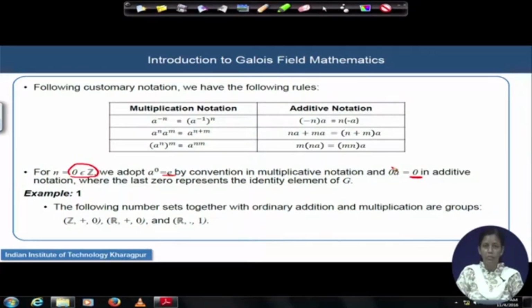So, once we understand the definition of the group, we can now map that the set of the integers with respect to addition, the additive operator, and with respect to 0 as the identity element, is a group. The set of real numbers with respect to the additive operator and 0 identity element is a group. The set of real numbers with the multiplicative operator and with identity element 1 is also a group.